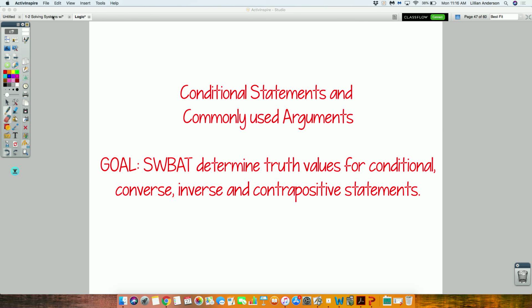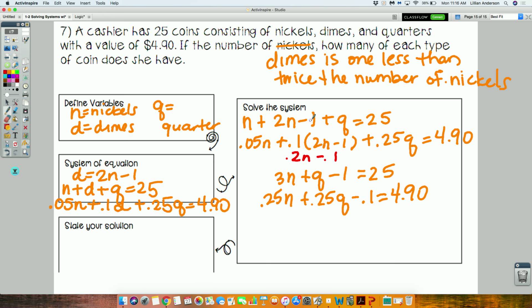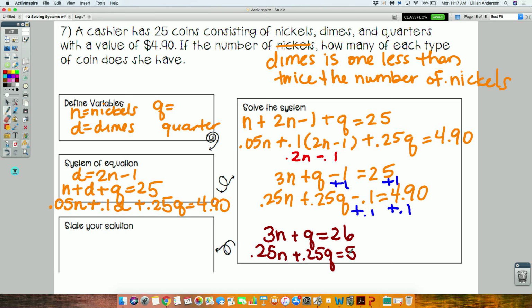Okay. All right. So just to finish up this problem for you guys, what you need to do is basically add 1 to both sides, and then add a 0.1 to both sides over here. Okay? That way it will give you the two equations that you'll need to solve this system. Okay?